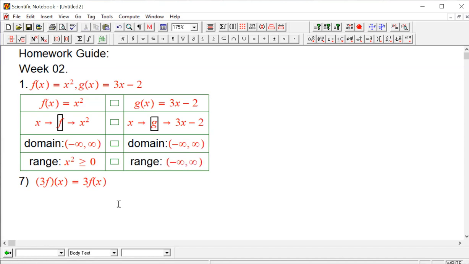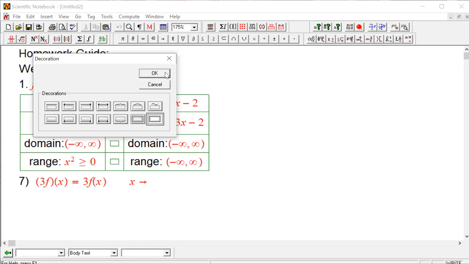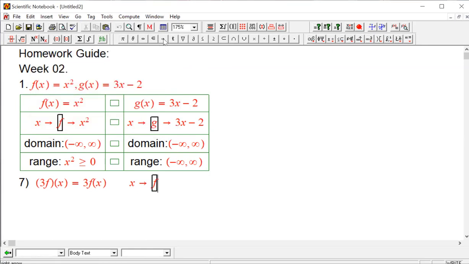Now, for number 7, when we have a constant multiplying a function, this is how the rule works. x will be the input for f, and it comes out as f of x. This output is then multiplied by 3. So that's how the flow works.